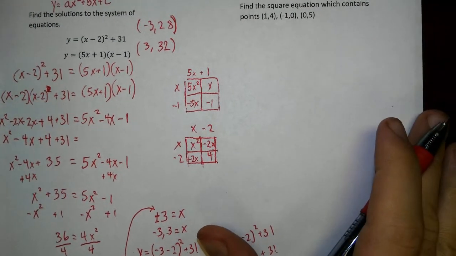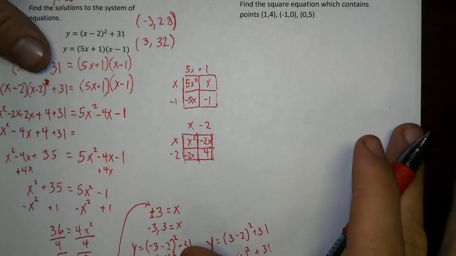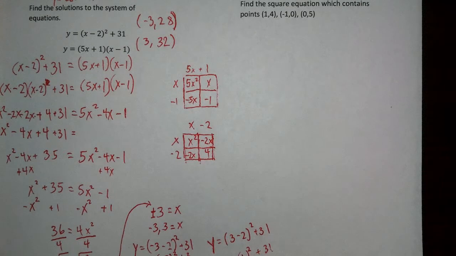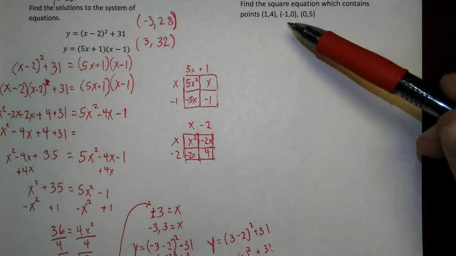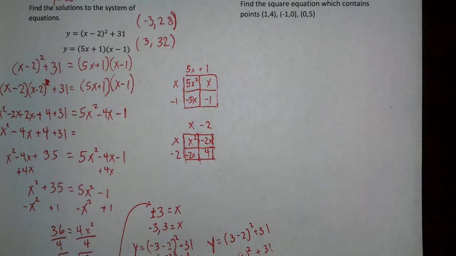Next example. Find the square equation which contains points (1, 4), (-1, 0), and (0, 5). So we're looking for a square equation that's going to contain these 3 points. Again, context clues, we know that we're going to be using standard form, but how else could we come up with this idea? Well, think about it like this. We have points, and we know that we can plug those into different versions of our square equation. We know it's going to be a square equation, and these are our x and y coordinate points. We can plug those in to see what kind of equations we get.